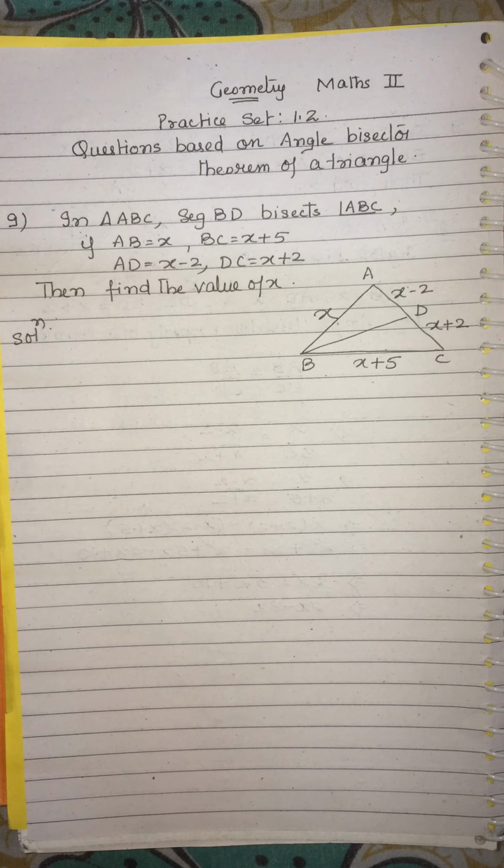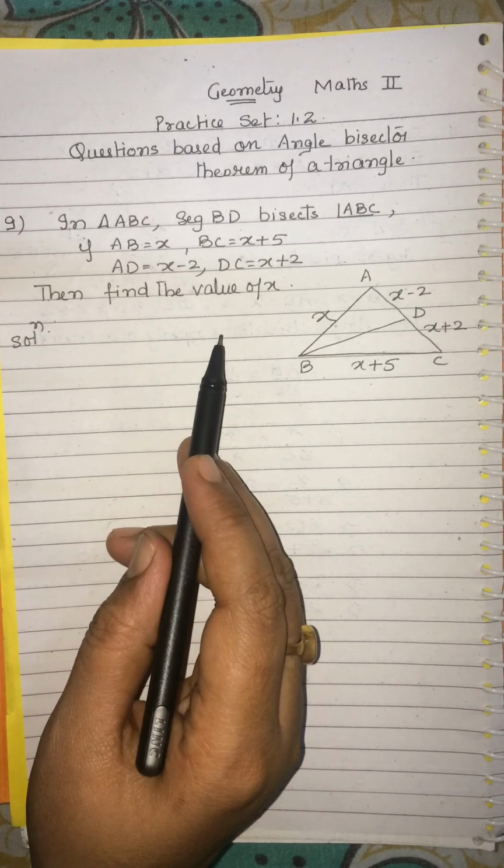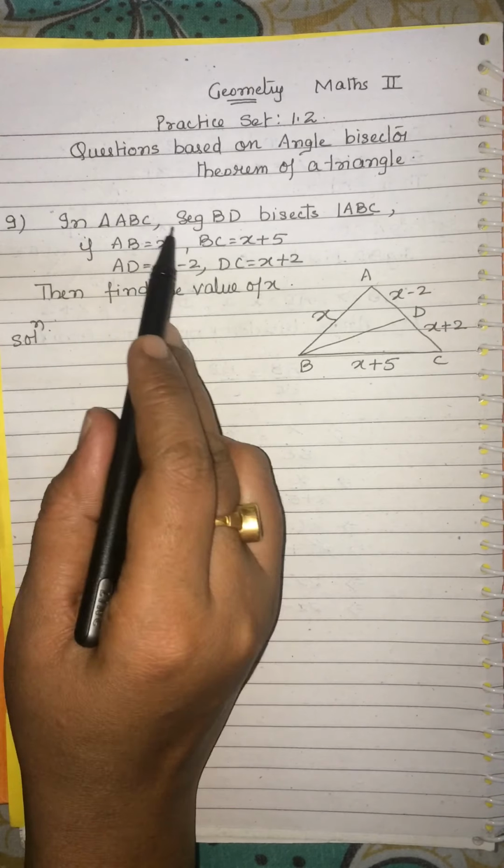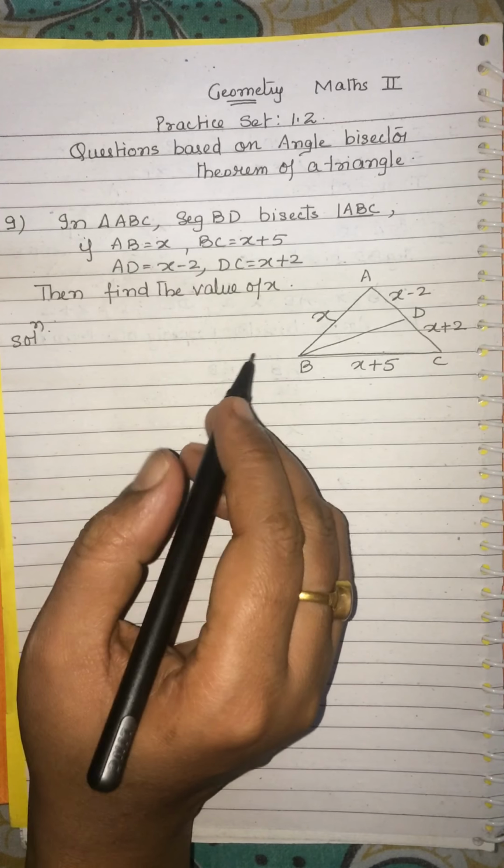Children, some more questions based on the angle bisector theorem of the triangle. This is question number 9 of the textbook. What all things are given, we have already written. So let us start with the solution.